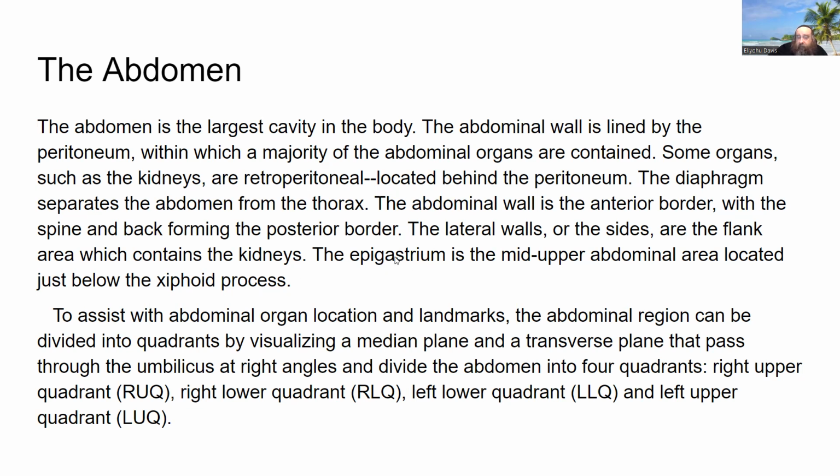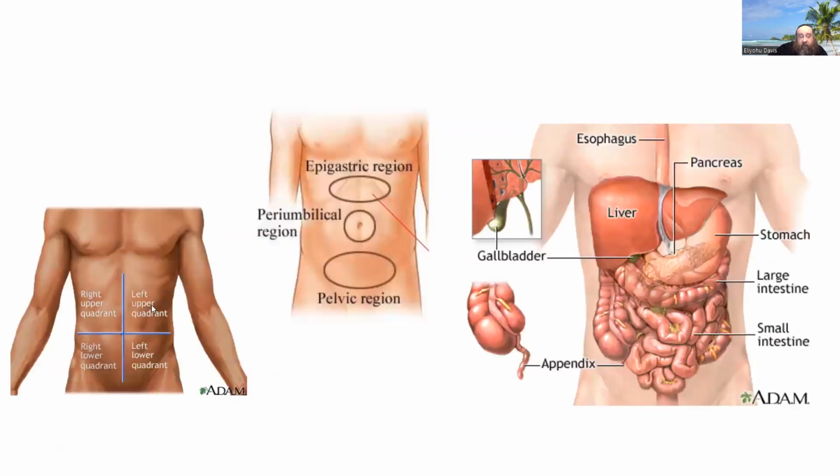The epigastrium, all right, so that's the mid-upper abdomen, located just below the xiphoid process, okay? So we saw that word earlier. We should know, to assist abdominal organ location, the abdominal region can be divided into quadrants. We spoke about that. A line through the umbilicus, and we divide into these RUQ, LLQ and LUQ. Here we go. So here are your 4 quadrants. This is what I like to use a lot, the epigastrium, the periumbilical, and then we should know what we find in each one.